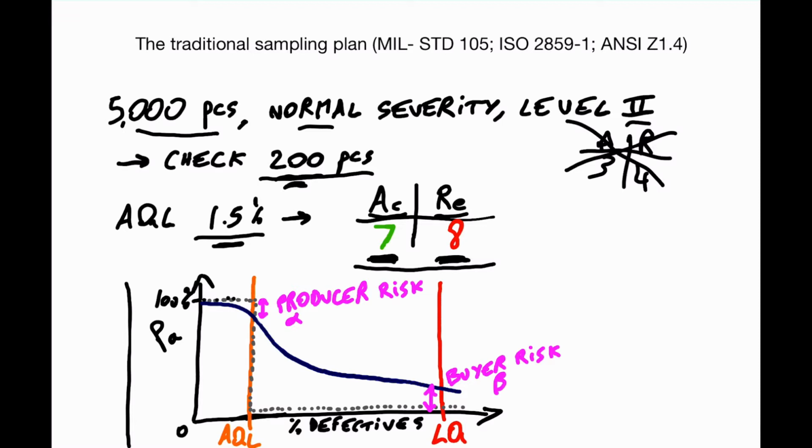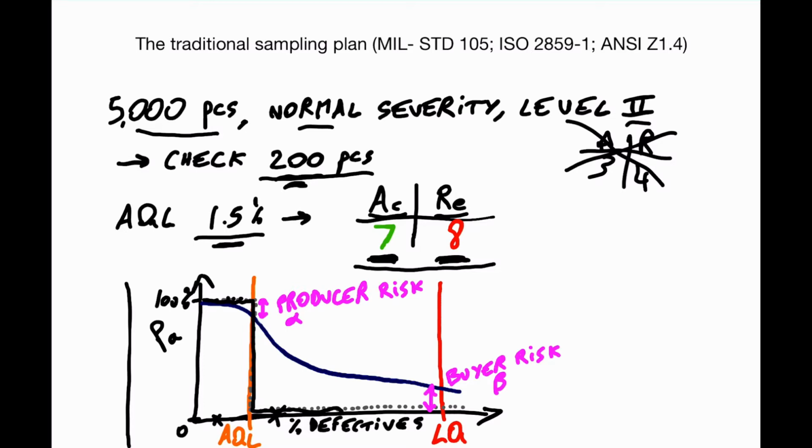In principle, 100% of the time it would be accepted if it's somewhere between 0 and the AQL, if it's lower than the AQL. And then as soon as the percentage of defectives in the batch is higher than the AQL, then the probability of acceptance should be 0%, it should be rejected. So it should follow this type of curve. That's if you check 100% of the products.